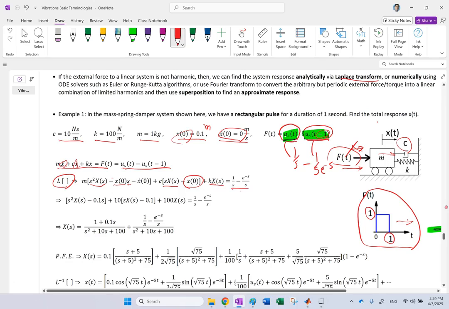Now if you look, some of these terms in this second line have X of s in them. Which ones?